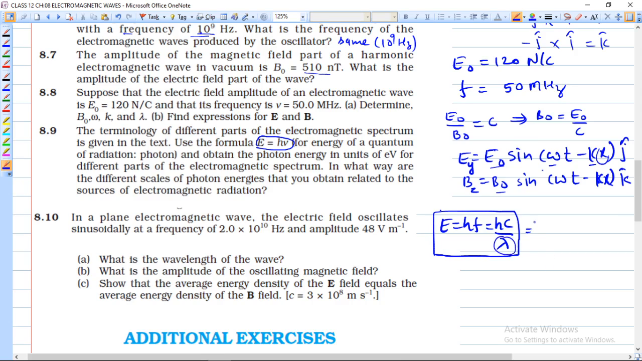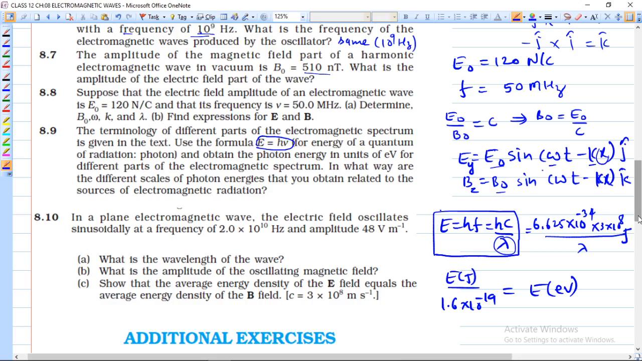h की वैल्यू क्या है? 6.625 × 10^-34. c क्या है? 3 × 10^8. और लेमडा आपको रखनी है. This answer will be in joules. Okay, whatever answer in joules, E in joules divided by 1.6 × 10^-19, that answer, that energy will be in electron volts. Okay, like that.